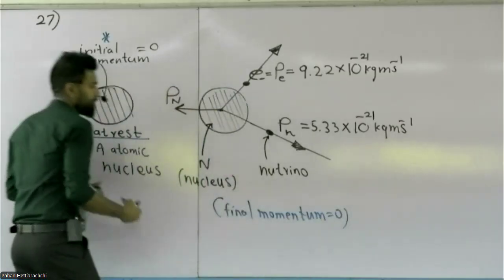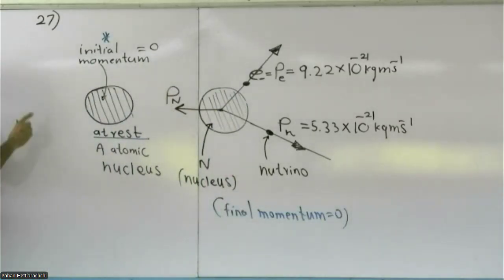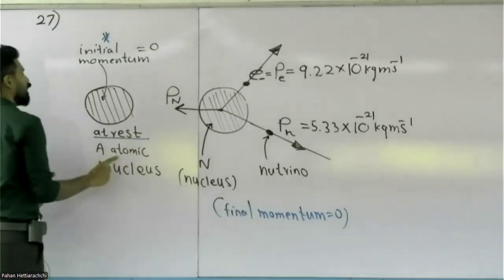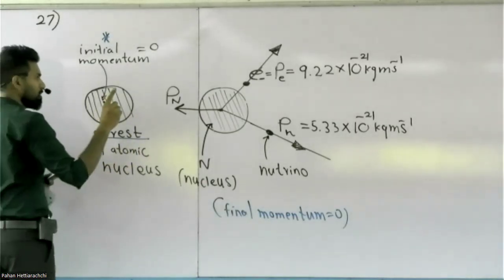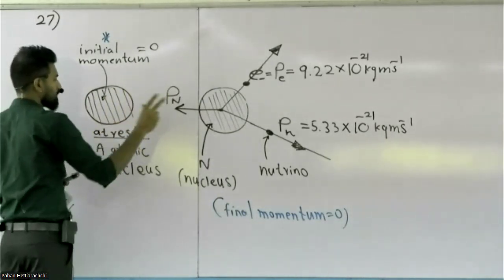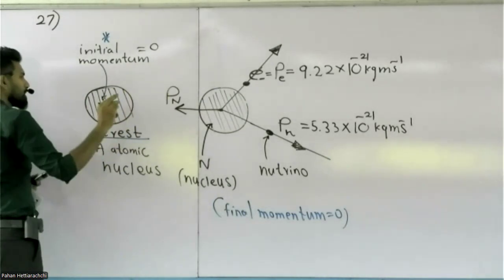Why? If the momentum conserves, that means it does not change. If the initial value is 0, if it conserves, the final value should also become 0. So the final system also has a 0 momentum.